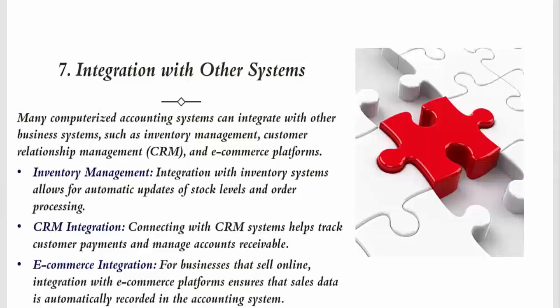7. Integration with other systems. Many computerized accounting systems can integrate with other business systems such as inventory management, customer relationship management, CRM, and e-commerce platforms. Inventory management. Integration with inventory systems allows for automatic updates of stock levels and order processing. CRM integration. Connecting with CRM systems helps track customer payments and manage accounts receivable. E-commerce integration. For businesses that sell online, integration with e-commerce platforms ensures that sales data is automatically recorded in the accounting system.